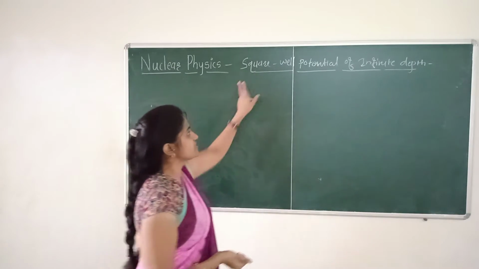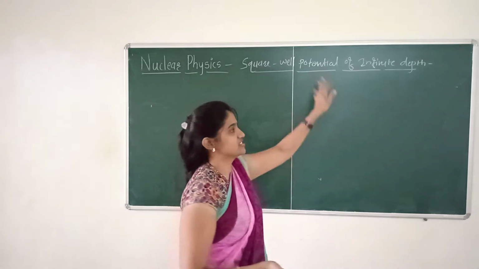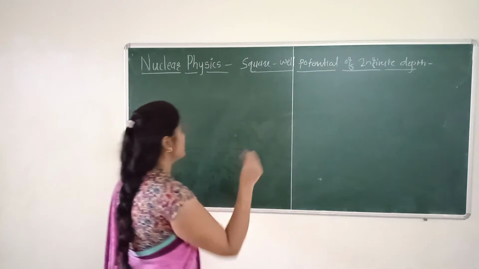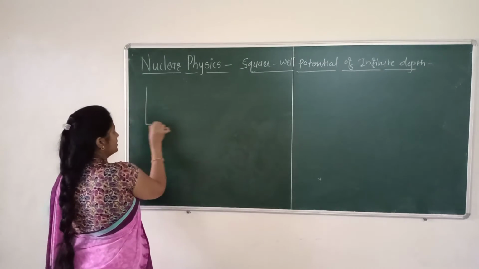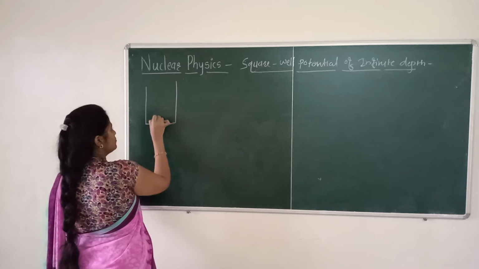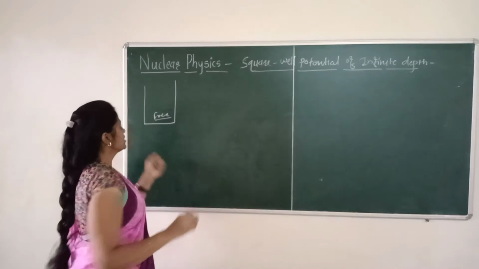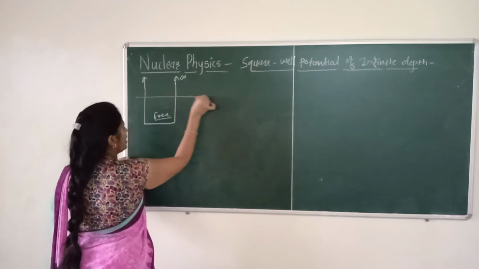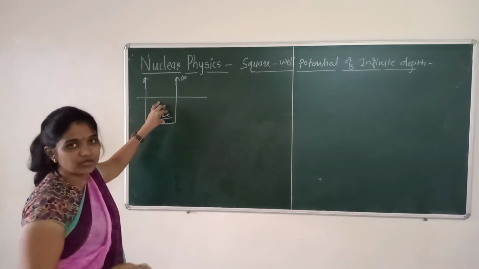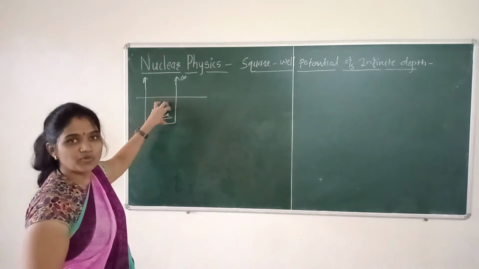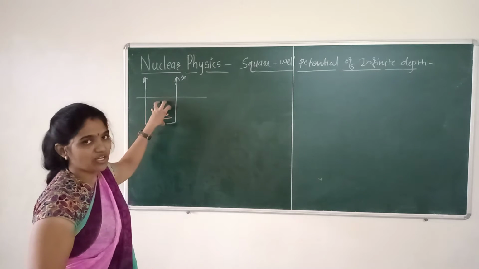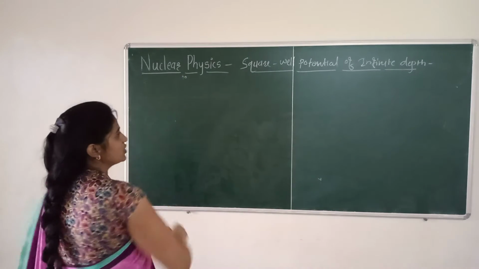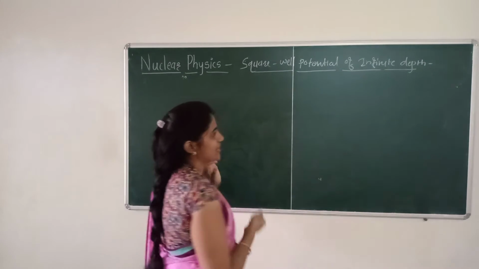Now students, we already studied the square wave potential in quantum mechanics. At that time we studied that a free particle is moving here. There is an infinite potential wall, and that particle is completely restricted to move here. Means there is a constraint to the motion of that electron or free particle. This we already studied in quantum mechanics. Now see, why are we going to study the square wave potential of infinite depth here?